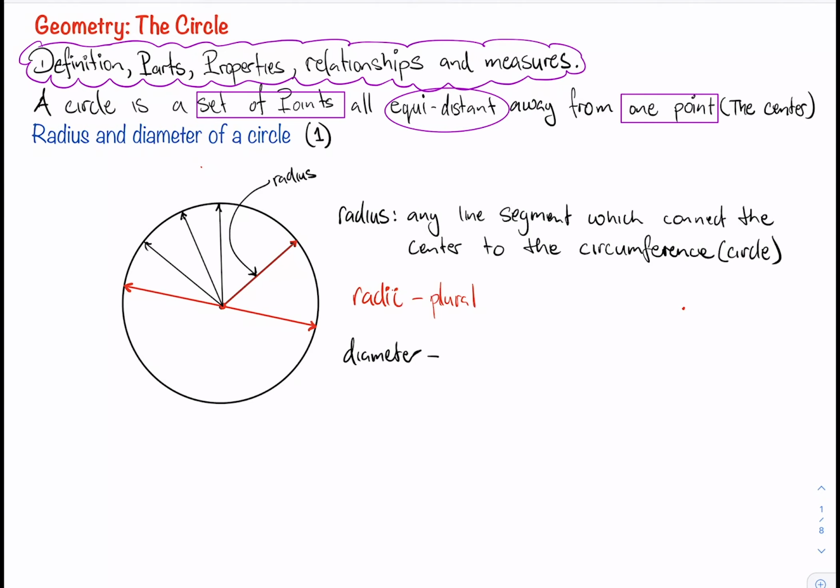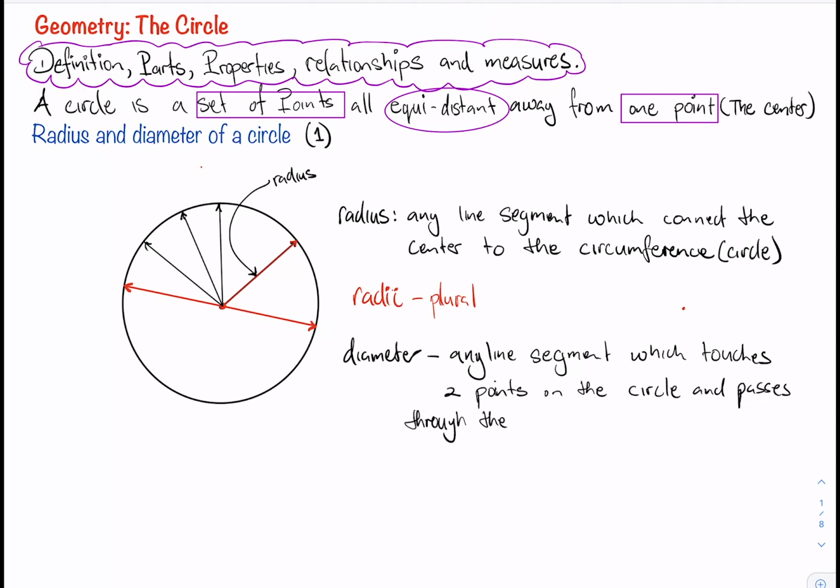Here, we move on to what we want to think of as a diameter. We say that the diameter is any line segment which touches 2 points on the circle and passes through the center.